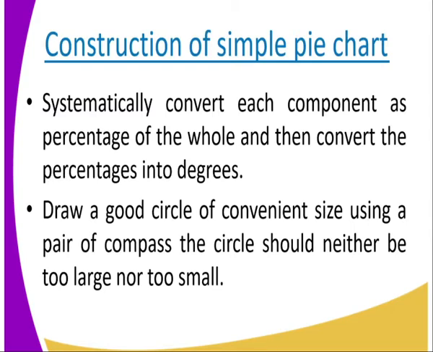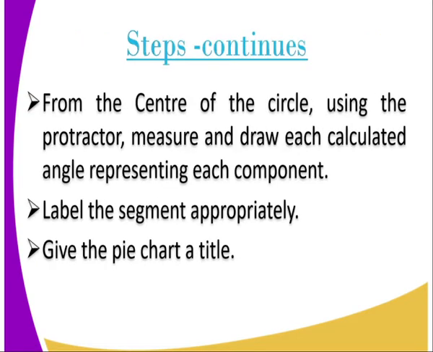How do we construct? Systematically convert each component as a percentage of the whole, then convert the percentages into degrees. Remember, you calculate, convert to percentages, and then from percentages to degrees. Draw a good circle of convenient size using a pair of compasses. The circle should neither be too large nor too small. From the center of the circle, using the protractor, measure and draw each calculated angle, representing each component. Then label the segments appropriately. Then finally, give the pie chart a key or a title.